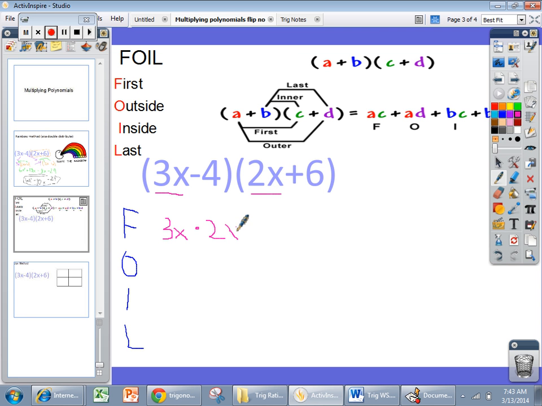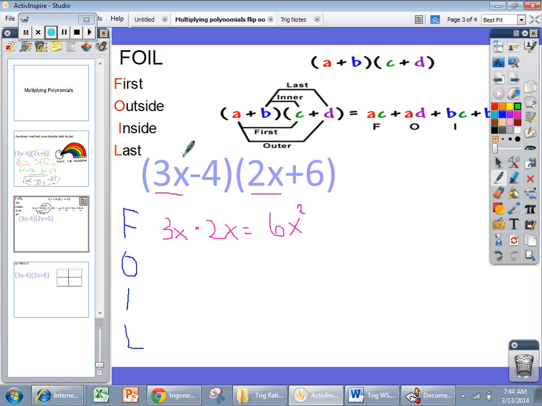Alright, so 3 times 2 is going to give me 6. Thanks for answering. And then x times x is going to give me x squared. If you're noticing, that's the exact same thing we got last time with the x squared. Now we need to do our outside.